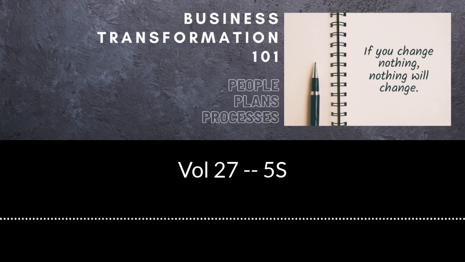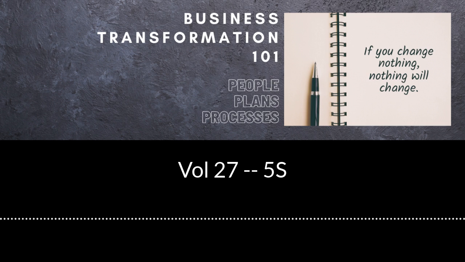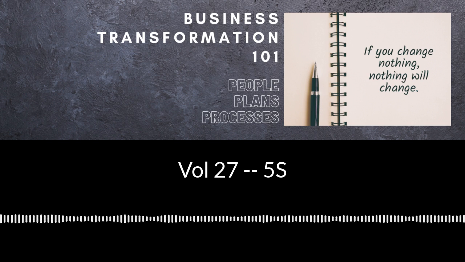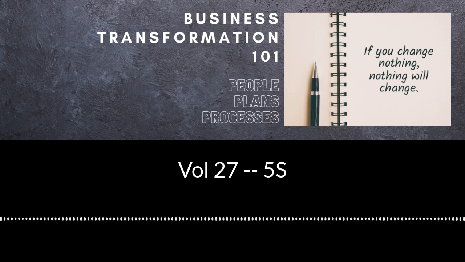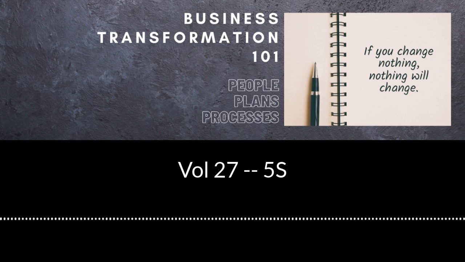The first S stands for sort. The objectives for the sort phase are determine what is necessary and what is unnecessary in the area, eliminate time wasted looking for items, improve safety, and reduce the required space. The actions to meet the objectives are remove unused or unnecessary items from the workspace, move unused items to a dedicated red tag area for review and disposition, remove any production materials that are not used in the workspace.